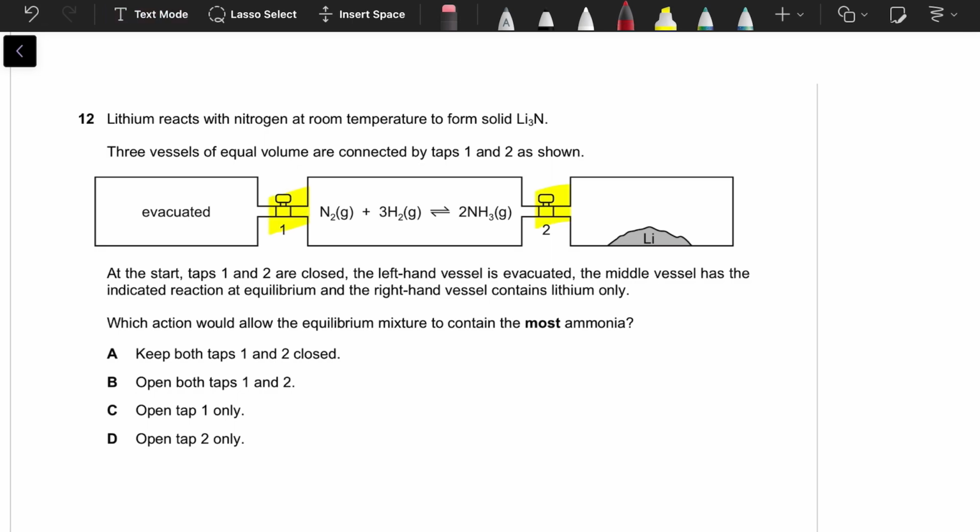The left-hand vessel is evacuated. The middle vessel has the indicated reaction at equilibrium, and the right-hand vessel contains lithium only. Which action would allow the equilibrium mixture to contain the most ammonia?